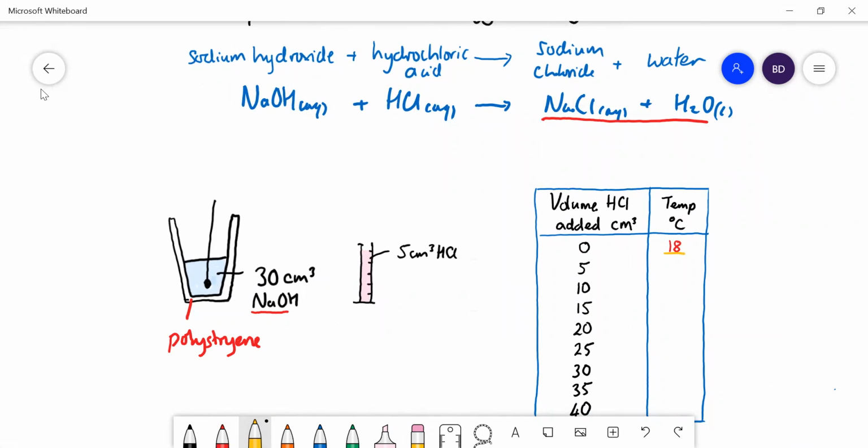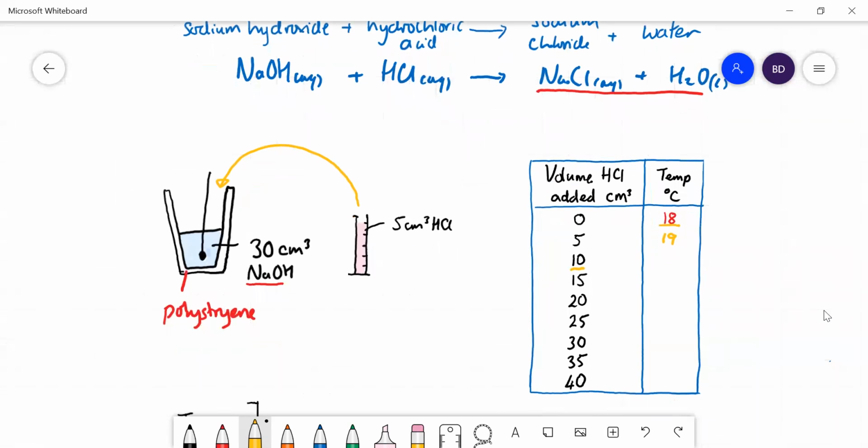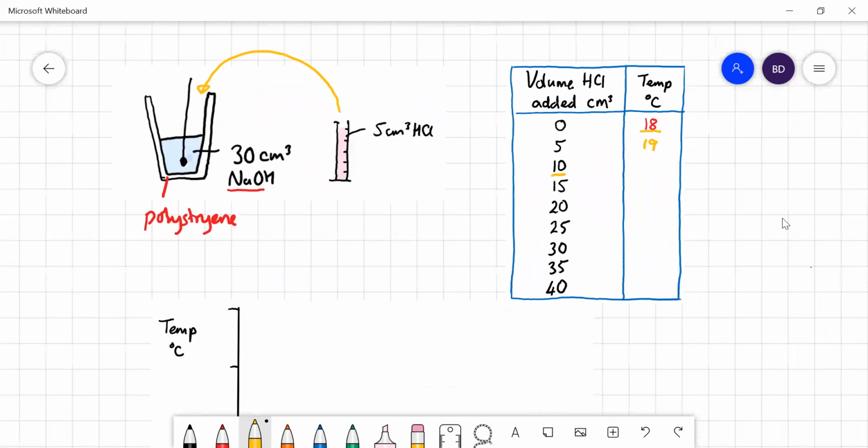And then what you do is you add 5 centimeters cubed of hydrochloric acid, and then you give it a little stir with the thermometer. That's supposed to be a thermometer in the polystyrene beaker, and the temperature should rise. I don't know what it will rise to. Let's say it rises to 19 degrees C. Okay, and then you add another 5, so then you've added a total of 10, and you keep on adding 5 centimeters cubed of hydrochloric acid every time until you've added a total of 40 centimeters cubed of HCl, and that's it. Okay, so then what you need to do is plot your results on a graph shown below.